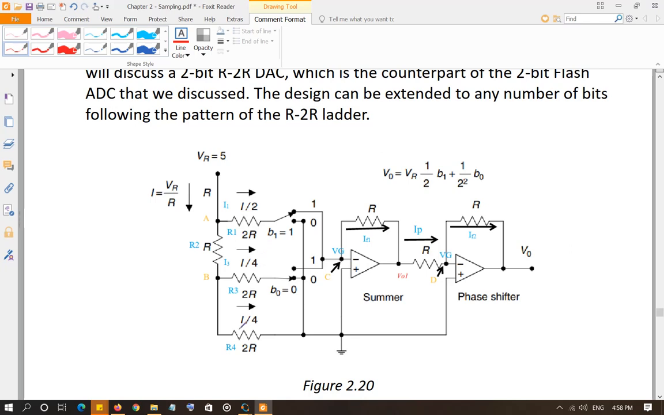The first thing that we are going to do is understand what this summing amplifier is and what this phase shifter is. Now, if you have taken linear integrated circuits, you already are familiar with what a summing amplifier, or what we call a linear combination circuit, is, and what a phase shifter or inverting amplifier is. But if you have not taken integrated circuits, then let me briefly explain what a summing amplifier or a summer is.